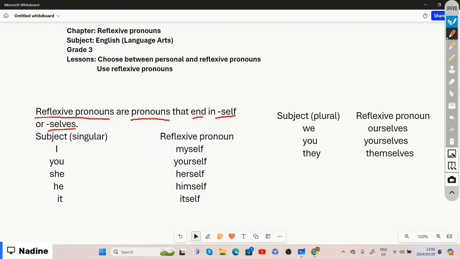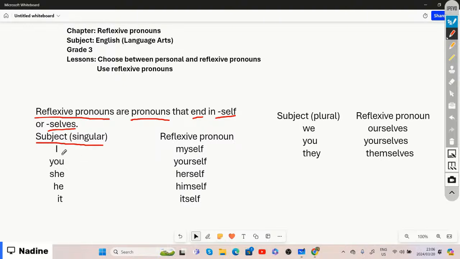You have the subject, which is singular, and then you also have the reflexive pronoun. Then you have a plural subject, which refers to more than one person or thing, and then you have the reflexive pronoun. So a singular subject refers to one person or thing.